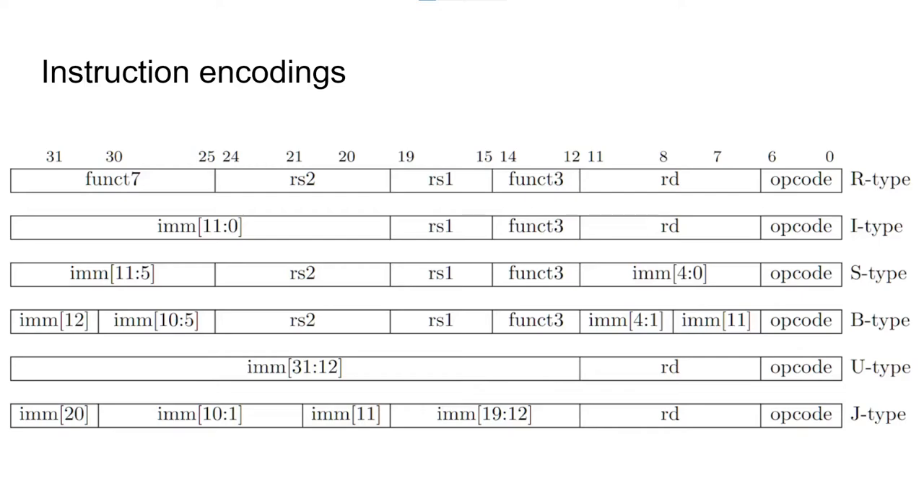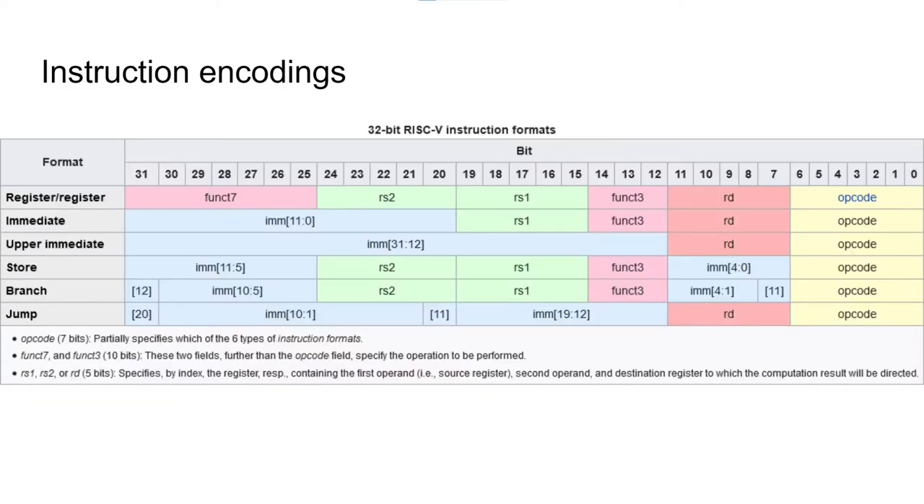There are also 2 extra variants we can cover here. So the B or branch type is used for branch instructions, and the J or jump type is used for jump instructions. B is mostly the same as S, but with the immediate rearranged. And J is mostly the same as U, but again, with the immediate rearranged. This diagram from Wikipedia hopefully shows it in a way that's a bit easier to understand, with some colour added.